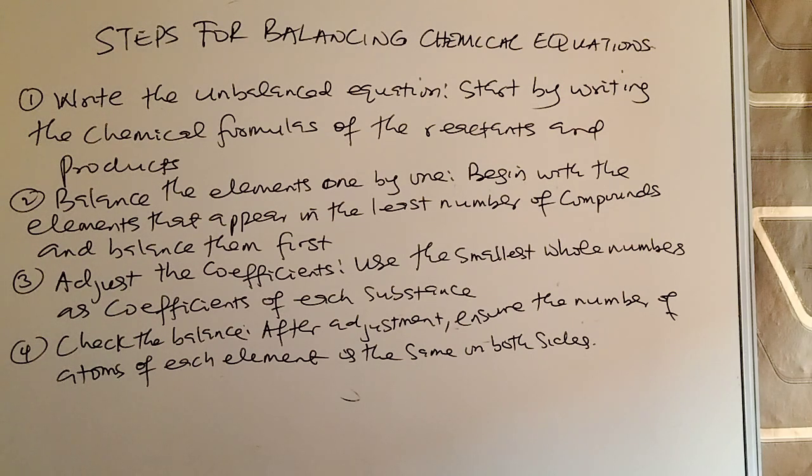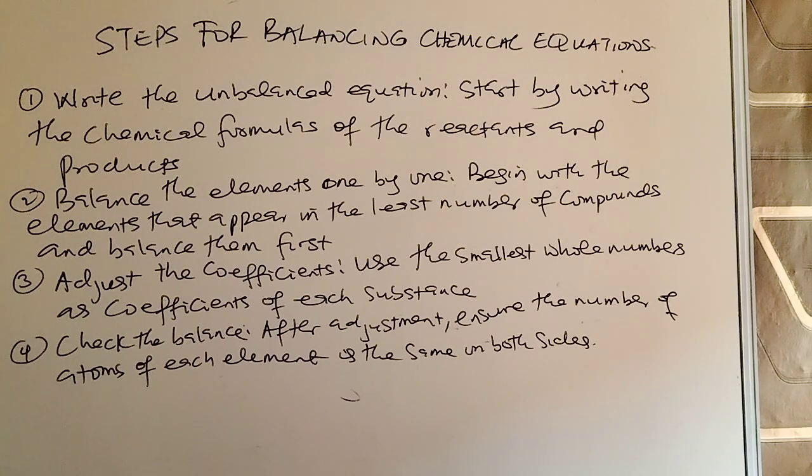I repeat, step 1, write the unbalanced equation. Start by writing the chemical formulas of the reactants and products. What it means is that you should know the reactants and products for that particular reaction. For instance, carbon reacts with oxygen to give you carbon IV oxide. You should know that the reactants are carbon and oxygen, and then carbon IV oxide is the product. Then number 2, balance the elements one by one. Begin with the element that appears in the least number of compounds and balance them first. Number 3, adjust the coefficients. Use the smallest whole number as coefficients of each substance. Number 4, check the balance.